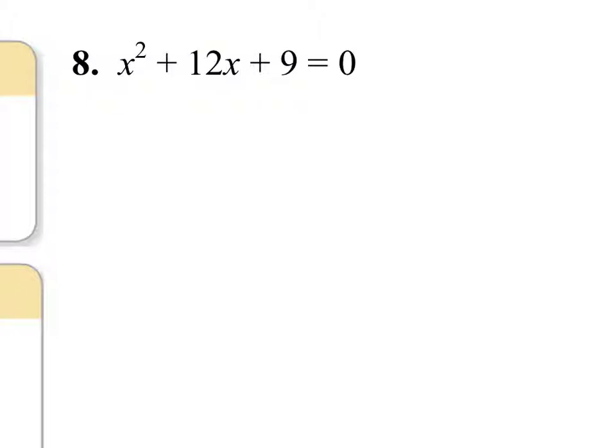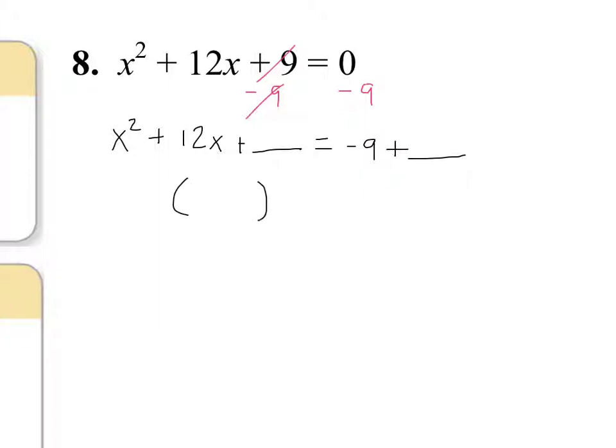We've got to get rid of the constant there. We want our constant on the right side. So we're going to subtract 9 from both sides. x squared plus 12x, leave yourself some space because you're saying plus something, equals negative 9 plus that something. Below that, I'm going to write my binomial squared. My first term of the binomial is going to be an x.